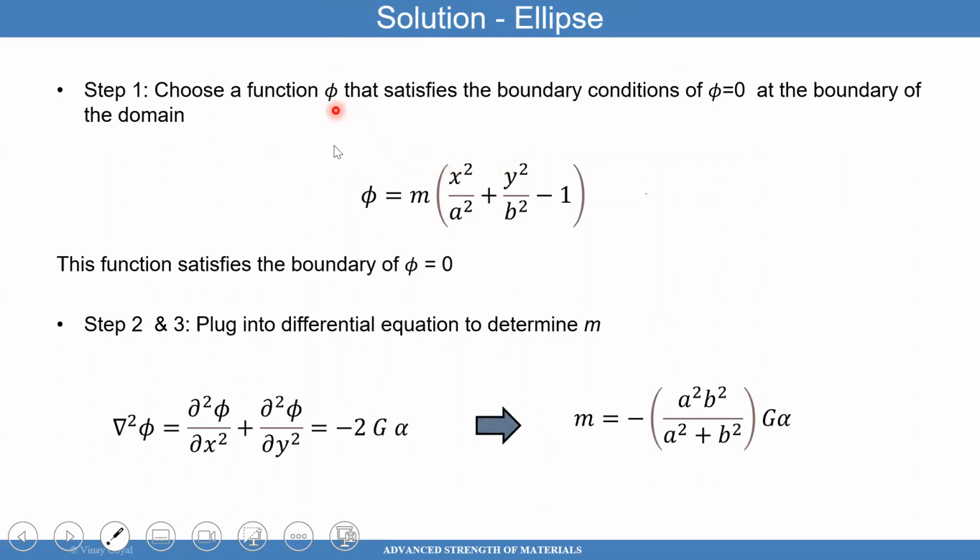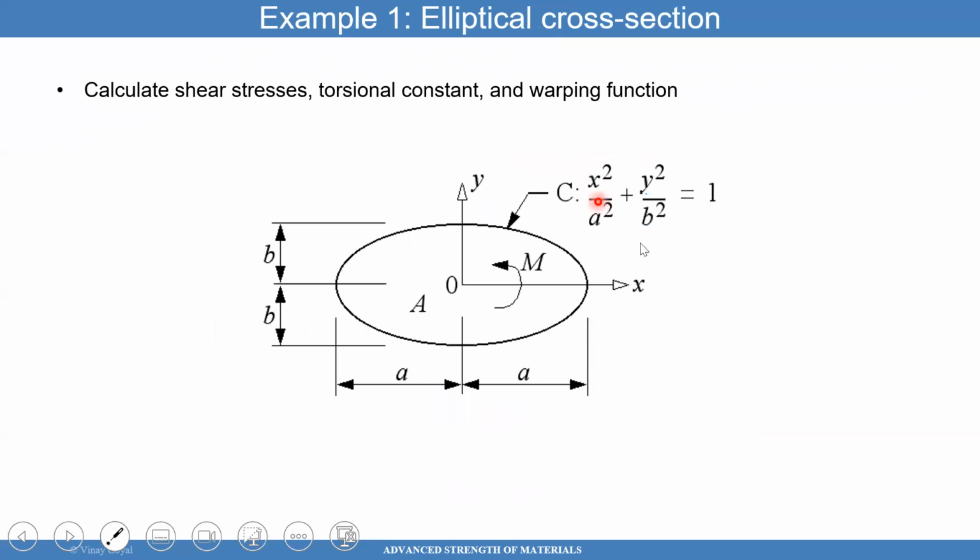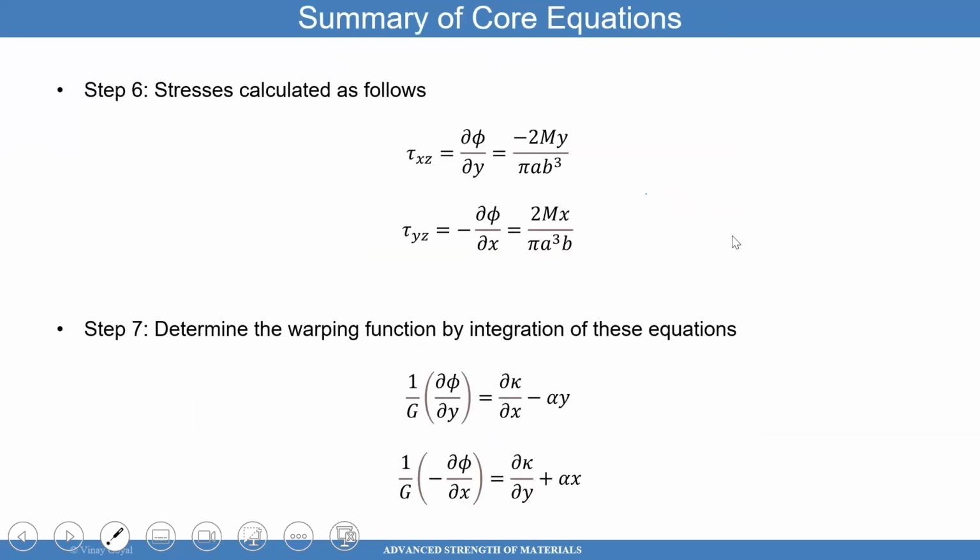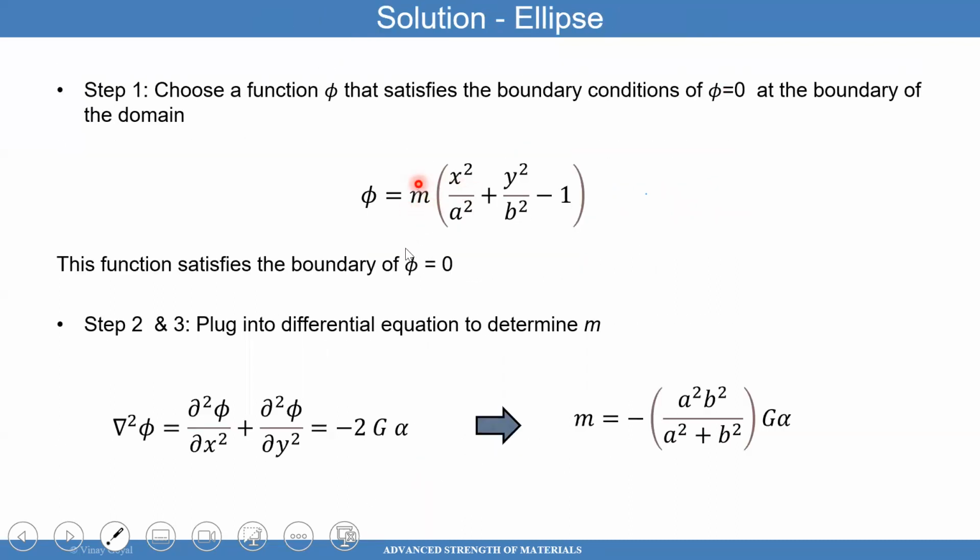So I'll choose a function phi that satisfies this boundary condition. What I did is put a constant in front, m, and multiplied it by this equation here. When you do that, you can see quickly that phi is 0, no matter what values of x and y you select. Why? Because I did a little trick. I took this equation minus 1, and that describes the ellipse in the first place. So if I put 1 to the other side, that's 0. That's my trick. I just chose that, put m in front, and left it as a constant. Great. Phi is always 0 at the boundary. I don't care what you do. That's going to work every time.